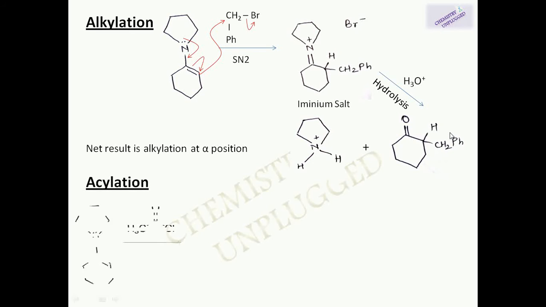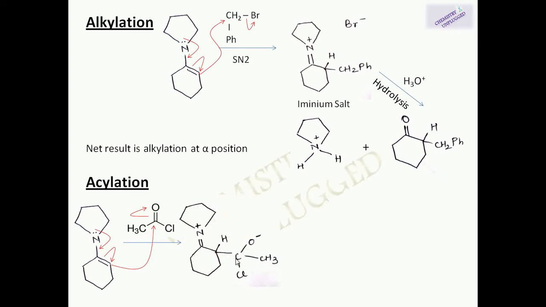Then we see acylation. In the acylation we will use an acetyl group. So then we have the enamine formed from cyclohexanone and pyrrolidine. The same reaction will happen here. This carbon will attack this one because it is electron deficient. So the pi electron will shift to the oxygen atom. It will become negatively charged. In the next step, this negative charge will again move here to form a pi bond and chlorine will be removed.